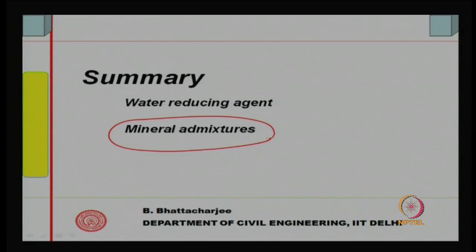Next class we will continue with the mineral admixtures, their effect on fresh concrete, and their effect on durability and other issues. First we will look into fresh concrete, then their effect on hardened concrete, and lastly their effect on durability. So, I think we will conclude with this.